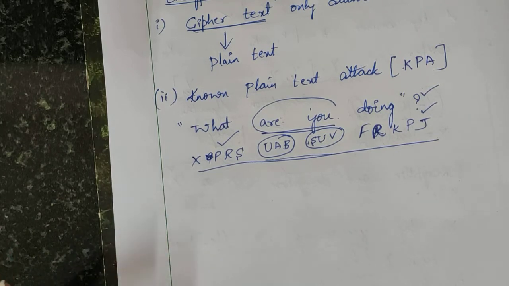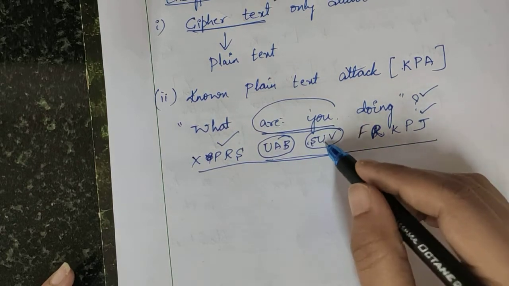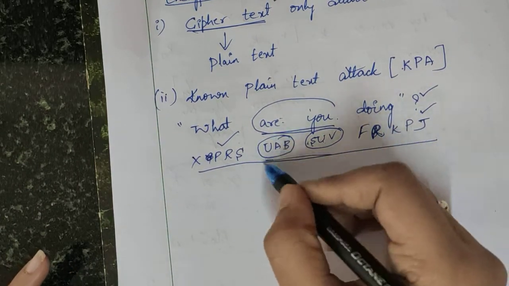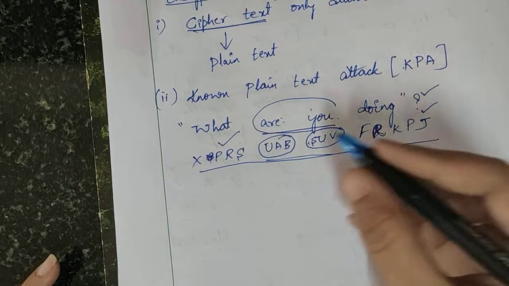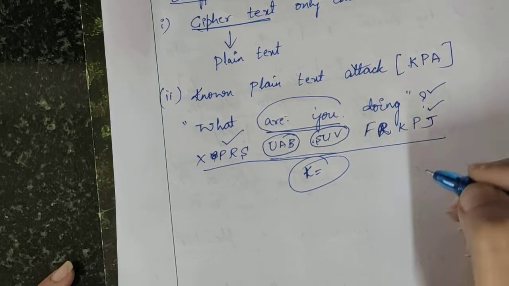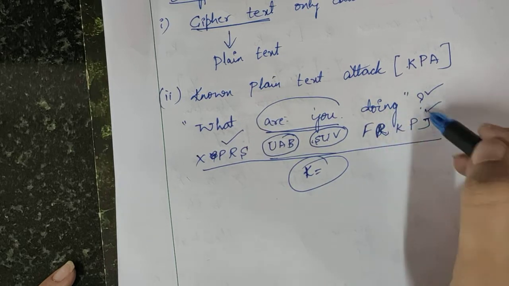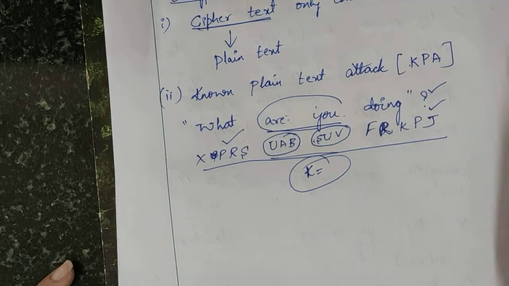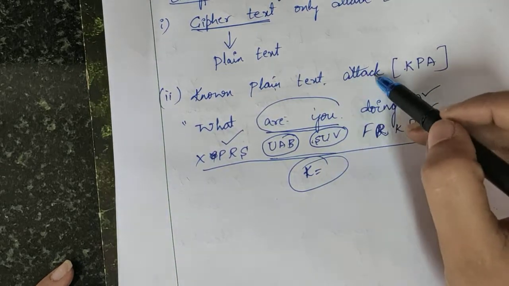the attacker already knows the plain text. He has to decrypt the rest of the ciphertext using this information. That means using this information he can predict the value of k, and using that he can decrypt the remaining part of the ciphertext. This is called a known plain text attack.